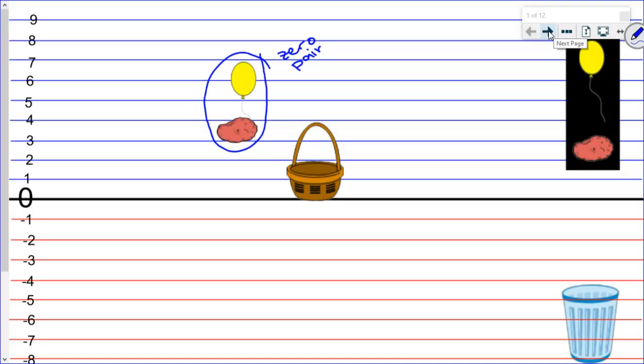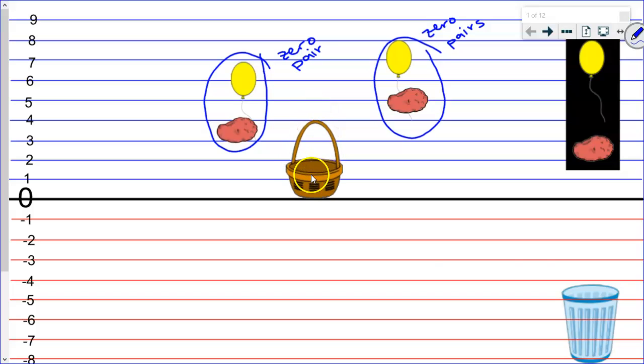Exactly. Yes, if there's 100 balloons and 100 rocks, now we have not just 1 0 pair, but 100 0 pairs. Just like there, I added a second balloon and a second rock. So all that means is I have a second 0 pair, which means it still is going to stay at 0, whether it's 1, 2, 100, or 1,000,000. We can have 1,000,000 0 pairs and it is still going to stay at 0.